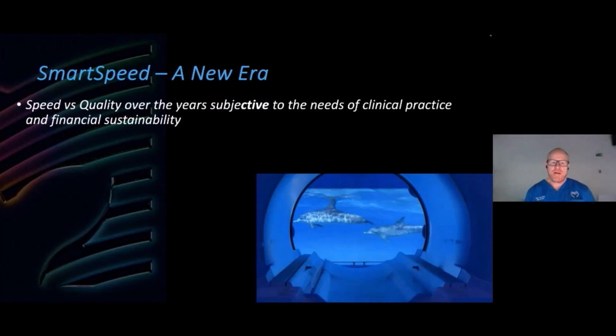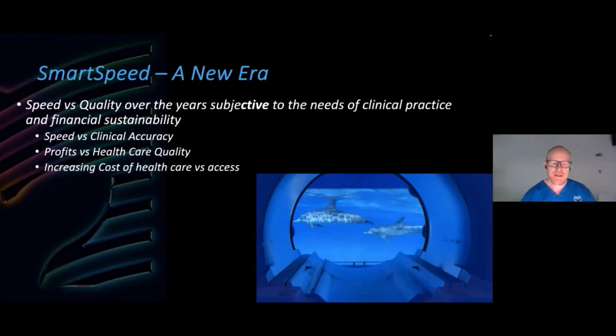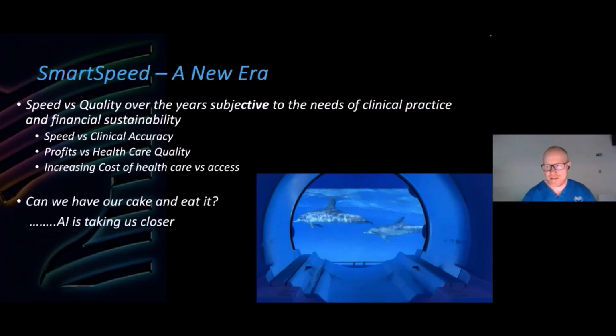So speed versus quality over the years is very subjective to the needs of a clinical practice and for financial sustainability. There's a lot of challenges: speed versus clinical accuracy, profits versus healthcare quality, increasing cost of healthcare versus access. Can we have our cake and eat it as well? Well, AI is definitely taking us closer.